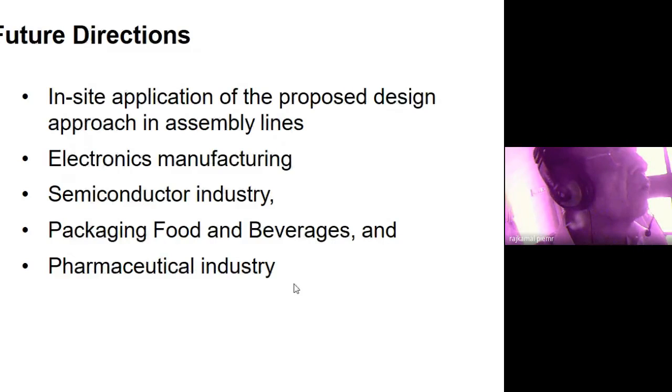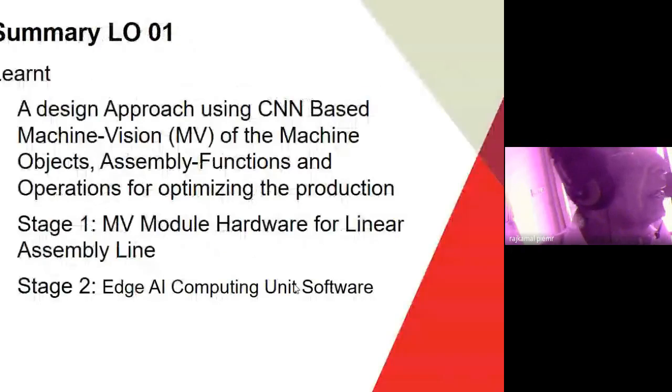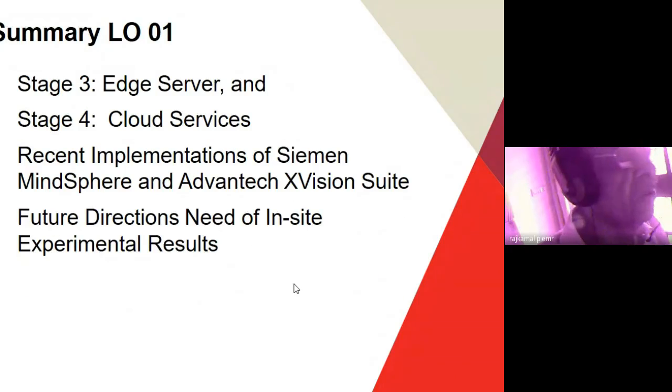So I finish it. There we have learned, we can summarize that we have seen a design approach in which we can use CNN based machine vision for the machine objects, assembly line functions and operations. We have seen what the different stages in the assembly line operations using the machine vision are. Stage 1 is MB module hardware for linear assembly line. Stage 2 is the edge computing unit software. Stage 3 converts to edge server, and stage 4 converts to the cloud server.